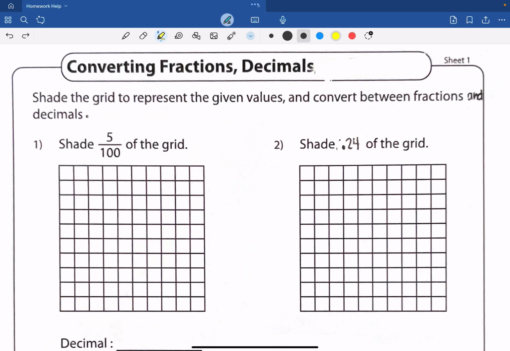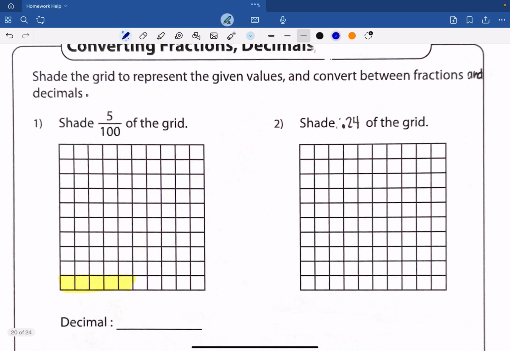You could, although I don't recommend it, even just randomly shade in 5 of the hundredths. It never said they had to be connected, but I think that's messy, so I don't like doing it that way. I like them to be connected so that it's easy for my eyes to see and track 5/100ths. Okay, and so the decimal version of 5/100ths is 0.05. All right, so number 1 is done.